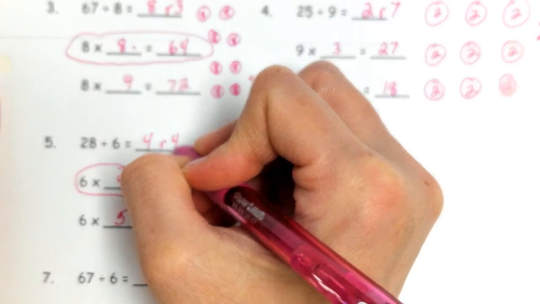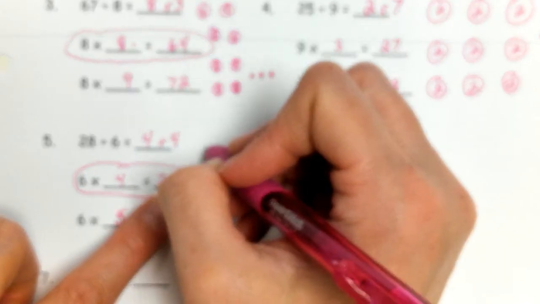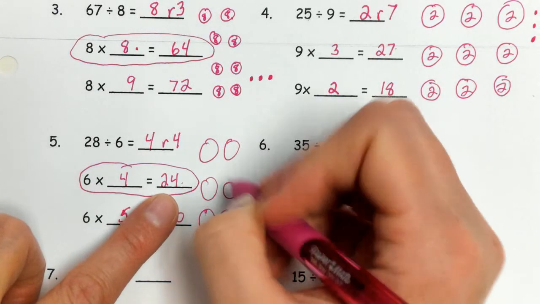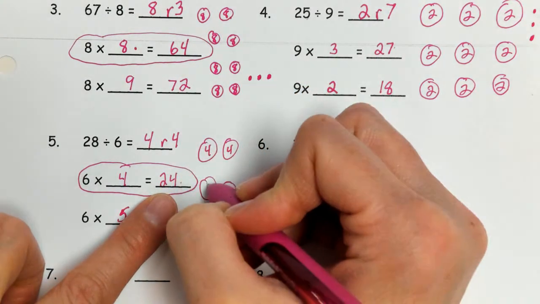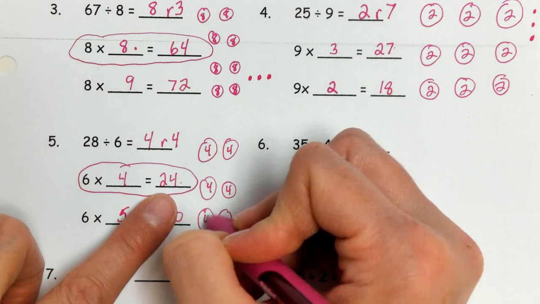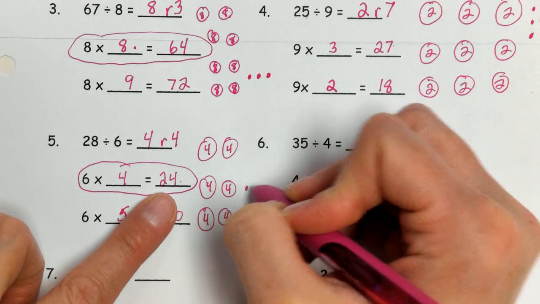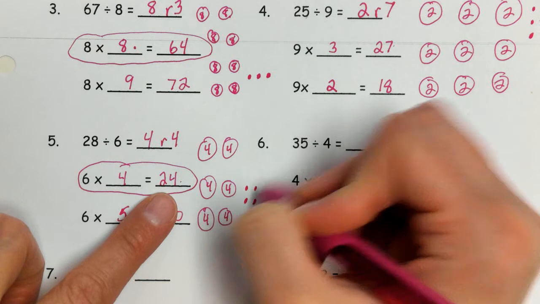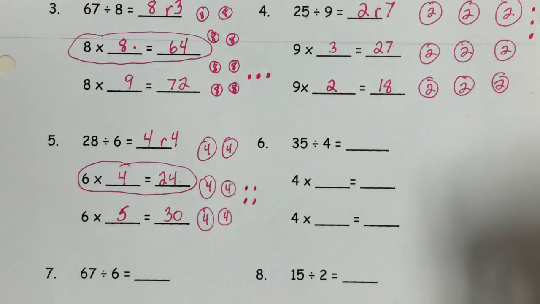Because this is 24, so when I put 4 in each group, that gets me to 24. Then I have 25, 26, 27, and 28, so I have 4 left over.